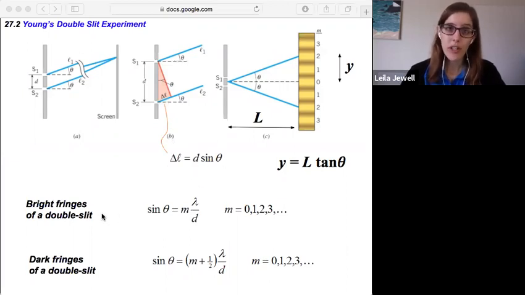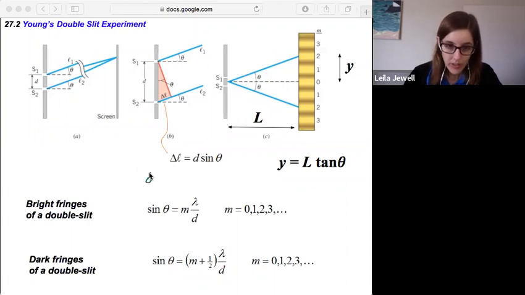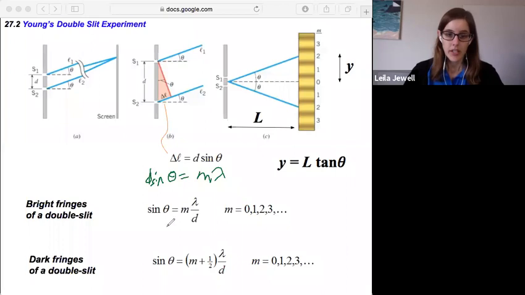So this gives us our path length difference in terms of d sine theta. Well, for the bright fringes, we want it to be integer wavelengths. We want it to be m times lambda. So we set delta L equal to m lambda, and then solve for sine of theta by dividing the d across, and that gives us this equation: d sine theta is equal to m times lambda. And similarly, we could do the same thing for our dark fringes. The difference just being that instead of integer wavelengths, instead of m lambda, we want it to be m plus 1/2 lambda.